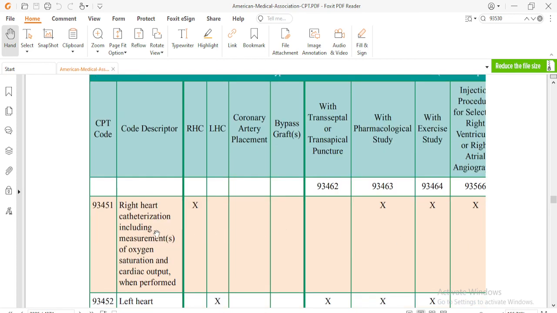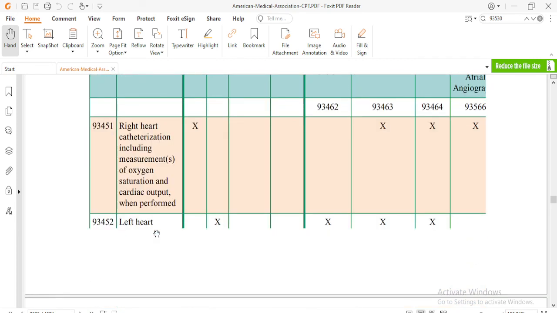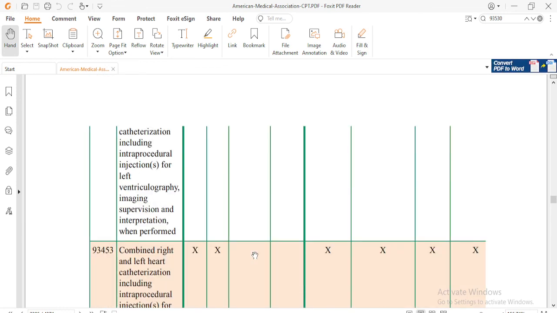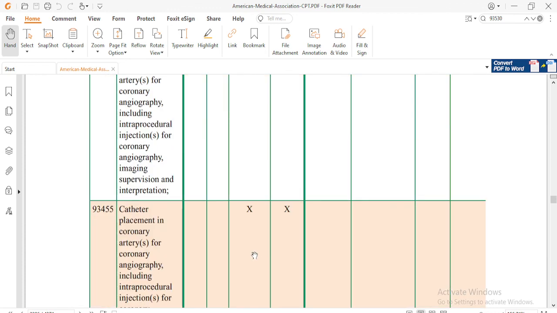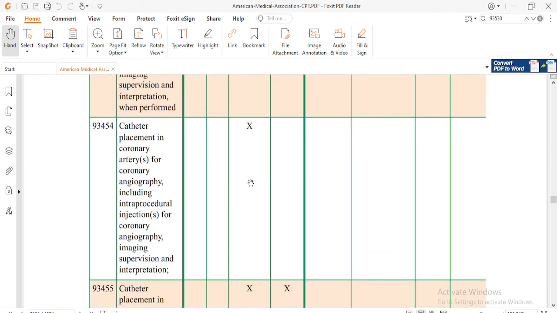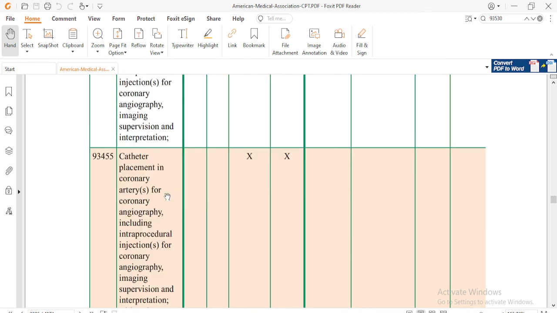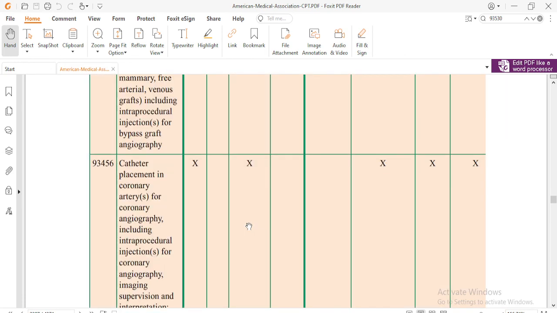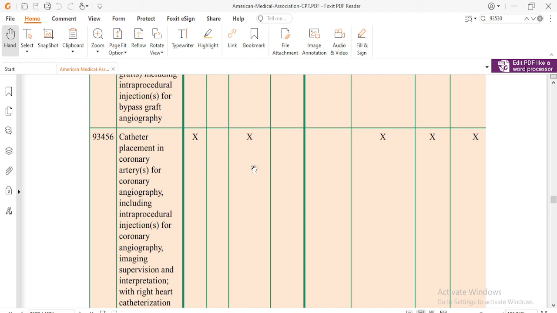So this is for right heart cath, and this is for left heart cath. As you know, for left heart cath we have a separate approach, transseptal or transapical puncture. This is self-explanatory, so we can learn it easily. For example, this is 93455 for coronary angiogram. Here only the coronary arteries are catheterized. For example, take this one, placement in coronary artery, coronary angiography, injection. Here coronary arteries will be catheterized, and here right heart as well as the coronary artery.